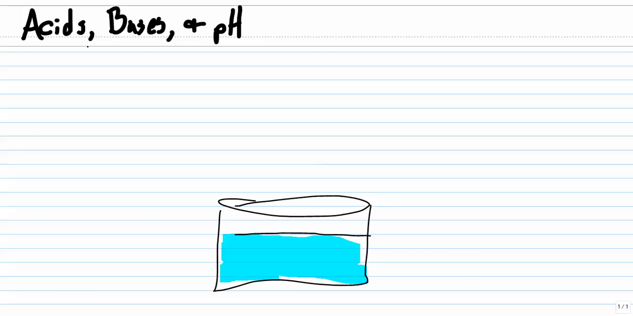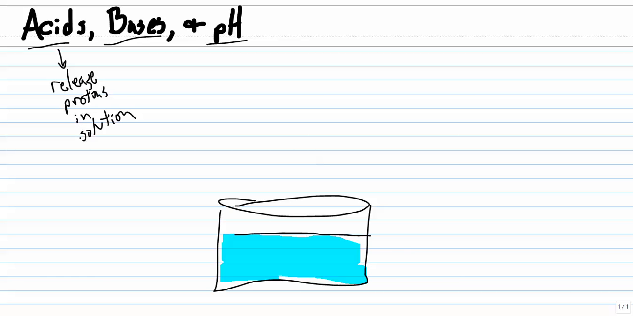Okay, here we go. First, a quick review of what acids and bases are, and then we'll talk about pH. So, acids. We're going with the simplest, the first definition that people learn about acids, and that is that acids are chemicals that, in solution or when dissolved, release protons. Okay, so acids release protons in solution.